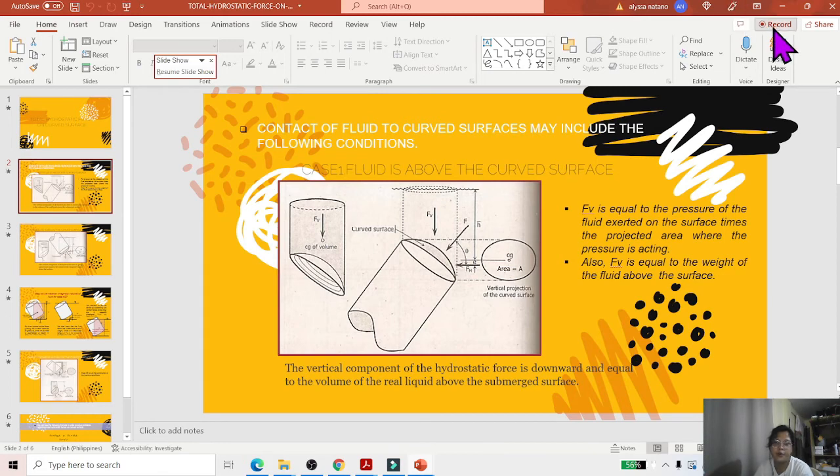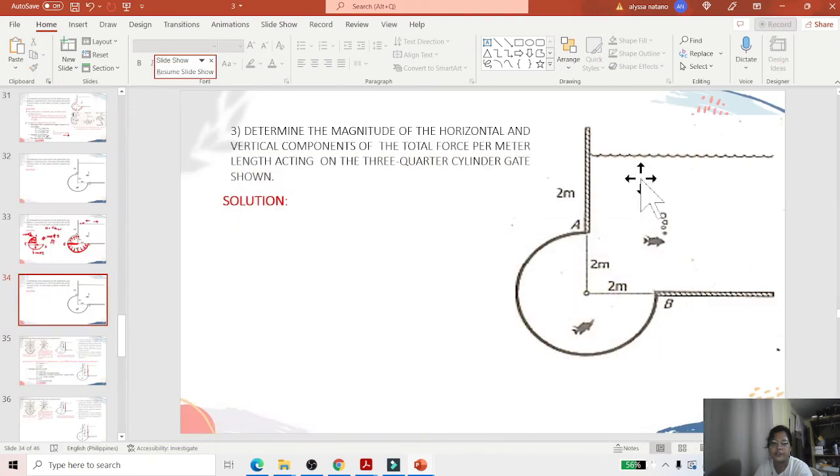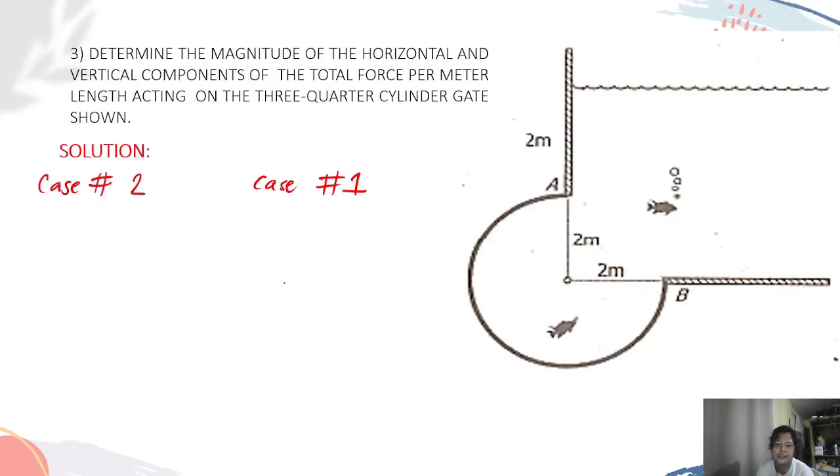So, simulan na natin siyang i-project yung kanyang areas. Ayun, case number 1 is fluid is above the curved surface, and then case 2 is below. So, the fluid is above the curved surface for case number 1. So, ito yun, no? So kung ito si C to B, the fluid is above. Yan. And then for case number 2, the fluid is below. Yan. So from A to C.